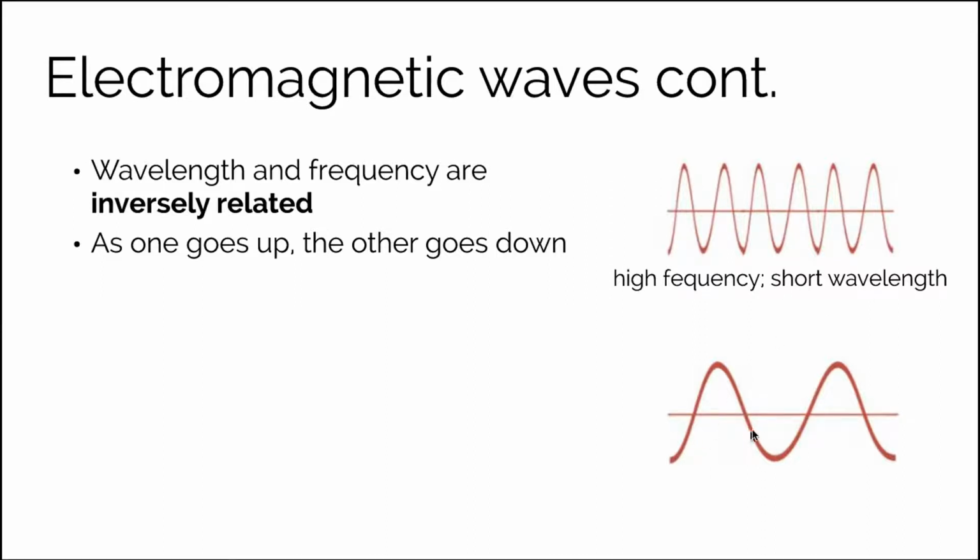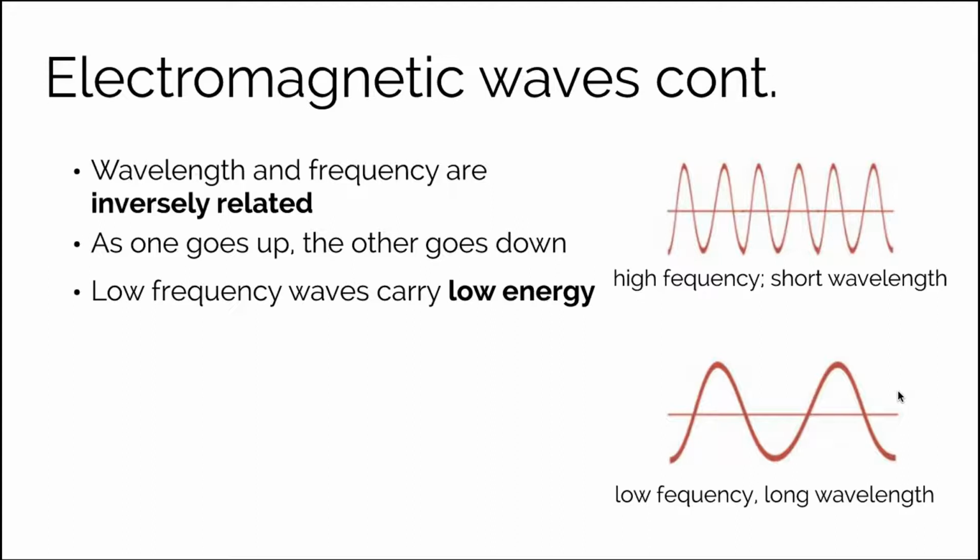Whereas if we compare it to this one over here, we can ask how many cycles. So this is one cycle and two cycles. There's only two cycles on this one, and notice that the waves are a lot more spaced out. So in this one, we would say that we have a low frequency. We only have two cycles on this, but these have a very long wavelength, right? These waves are more spaced out from each other.